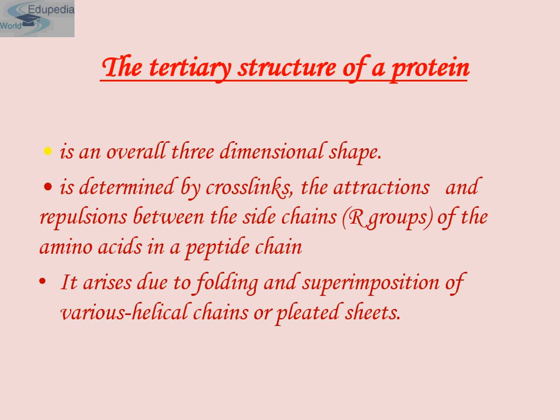The acidic or basic amino acid side chains will generally be exposed on the surface of the protein as they are hydrophilic. Tertiary structure is determined by the crosslinks, the attractions and repulsions between the side chains, that is the R groups, of the amino acids in the peptide chain. It arises due to folding and superimposition of various helical chains or beta sheets.